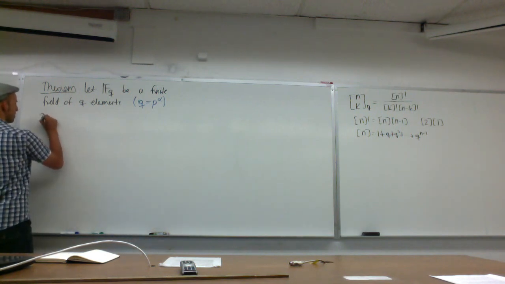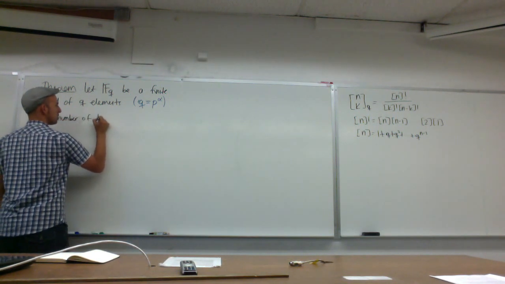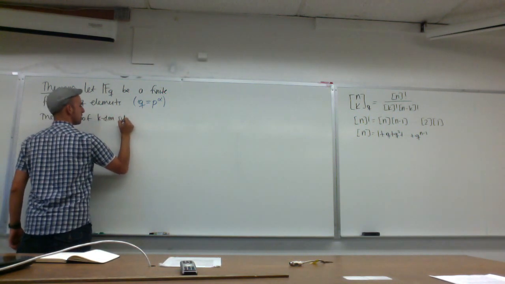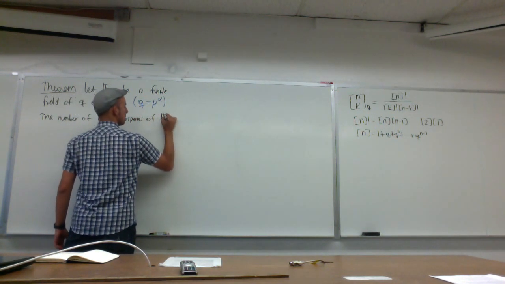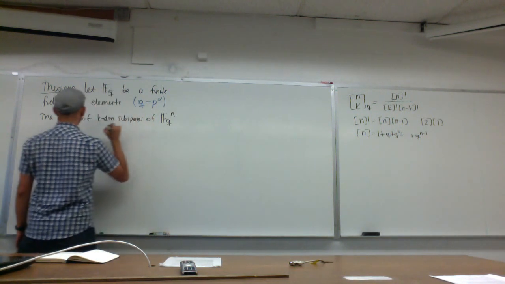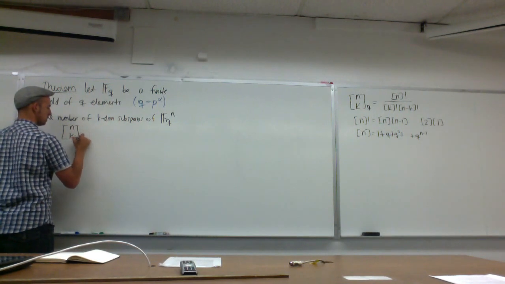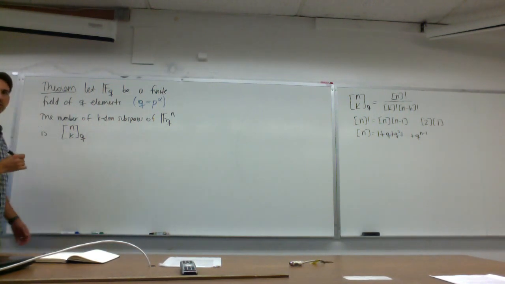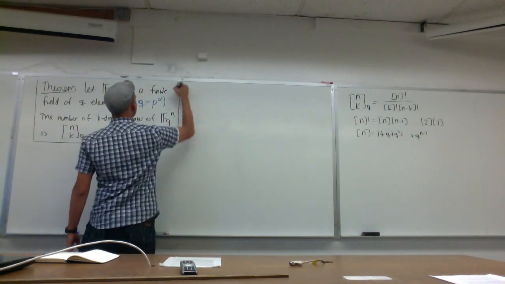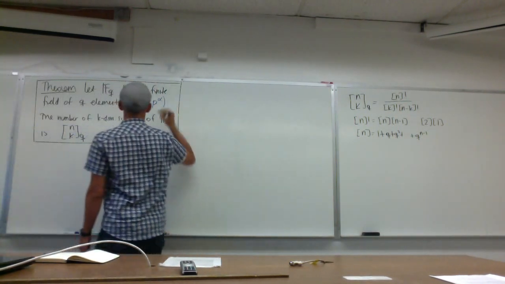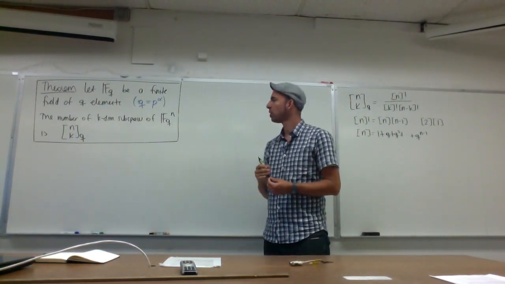Then the number of k-dimensional subspaces of the vector space F_q to the n is this q-binomial coefficient. So this is what I would like to show now.